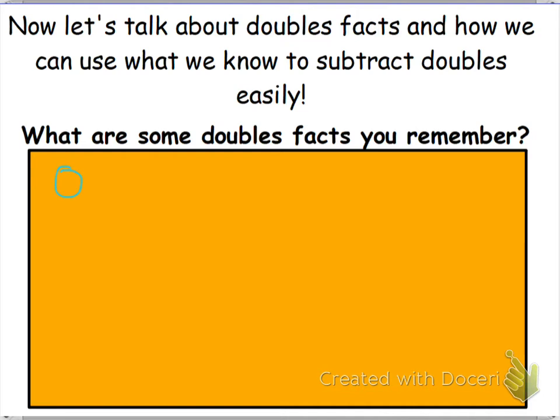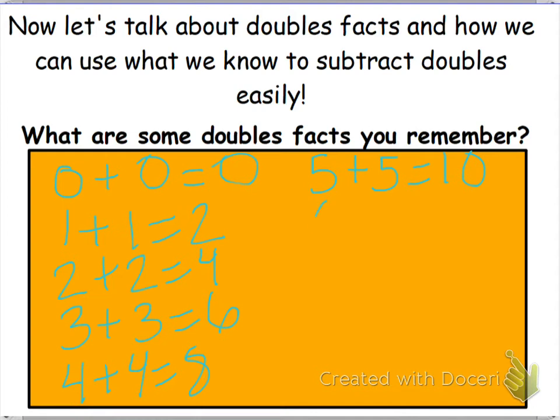Good. We could do 0 plus 0 equals 0. 1 plus 1 equals 2. 2 plus 2 equals 4. 3 plus 3 equals 6. 4 plus 4 equals 8. 5 plus 5 equals 10. 6 plus 6 equals 12. 7 plus 7 equals 14. 8 plus 8 equals 16. 9 plus 9 equals 18. And 10 plus 10 equals 20.